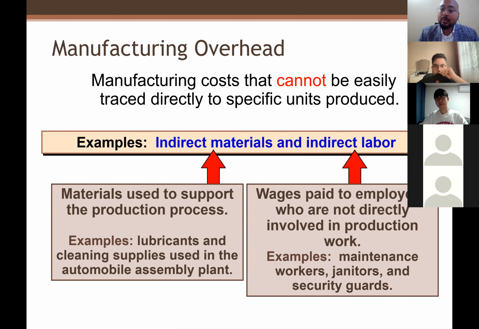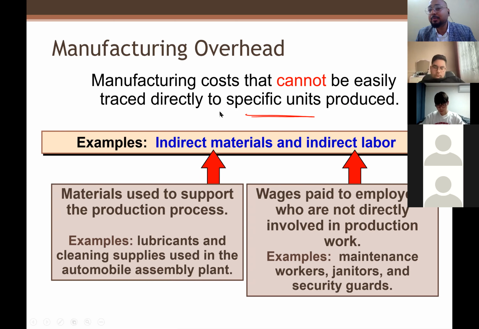Right? So a maintenance worker, whether the equipment is functioning with no problem during the whole week or the whole month, you still have to pay for security and the maintenance department. How much cost is allocated to one product is quite hard. So we call this indirect labor: manufacturing costs that cannot be easily traced directly to a specific unit. The core point here is specific unit.